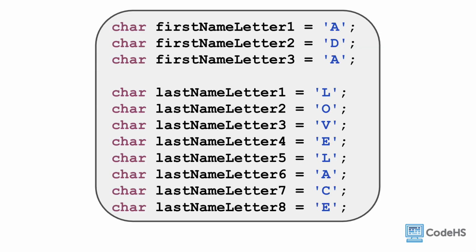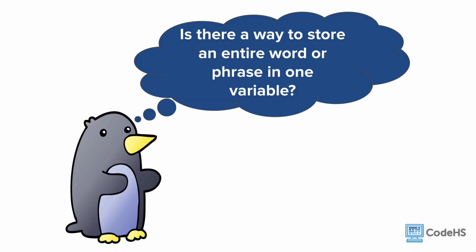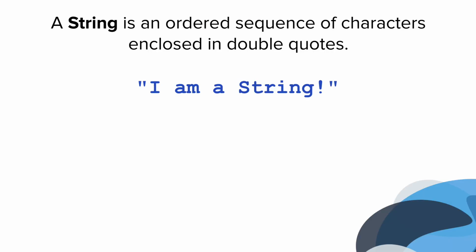Doing so with the char data type would mean that each letter of the name would require a new variable. This may lead you to wonder, is there a way to store an entire word or phrase in one variable? And of course there is. In Java you can use strings to store more than one character. A string is an ordered sequence of characters enclosed in double quotes.